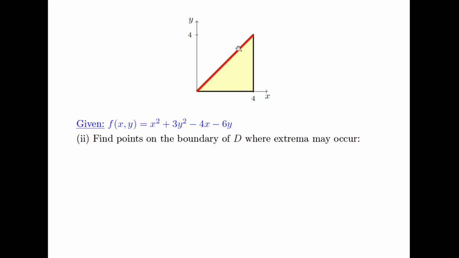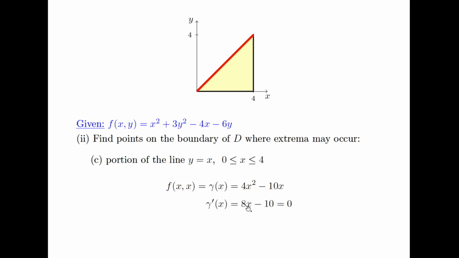Next, we consider this side of the triangle, which is part of the line y = x, where x runs from 0 to 4. Again, we restrict this function f over the line y = x, which means we can replace y by x. And the resulting function is a function of the variable x. We solve for the critical point by taking the derivative with respect to x, which gives us 8x − 10, and equating that to 0. Hence, x is equal to 5/4. Therefore, the given function f may have an extremum at the point (5/4, 5/4), which is part of this line segment.